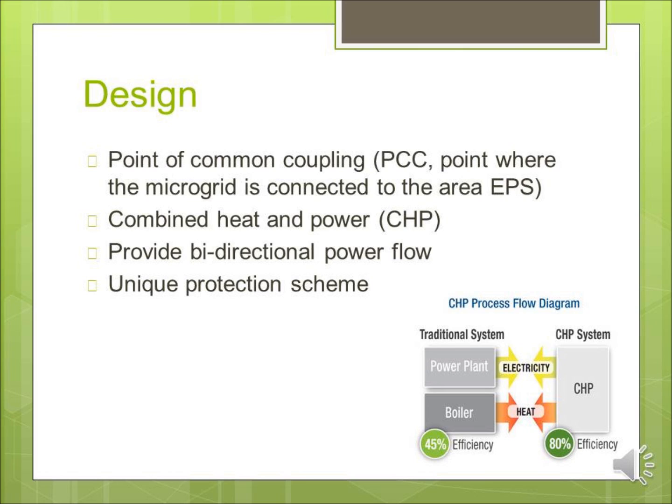There is a focus on the point of common coupling to ensure safe interconnection to the grid. Unlike traditional distribution systems, microgrids should provide bidirectional power flow in order to be able to buy or sell power. Microgrids also have a rather unique protection scheme.